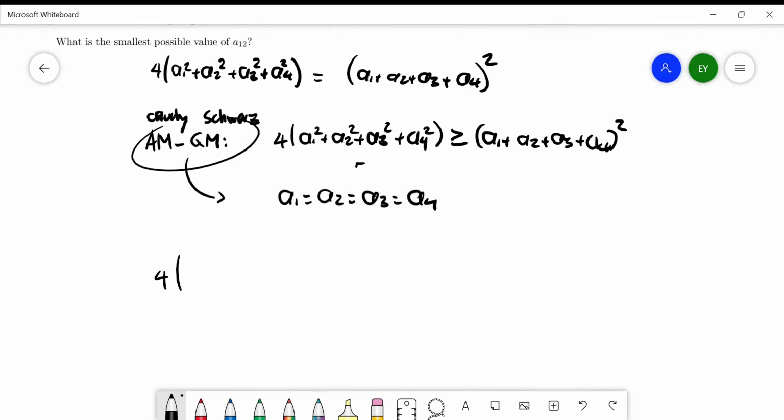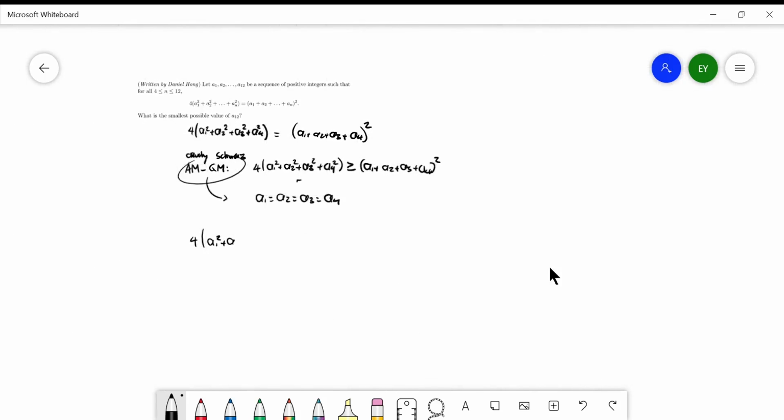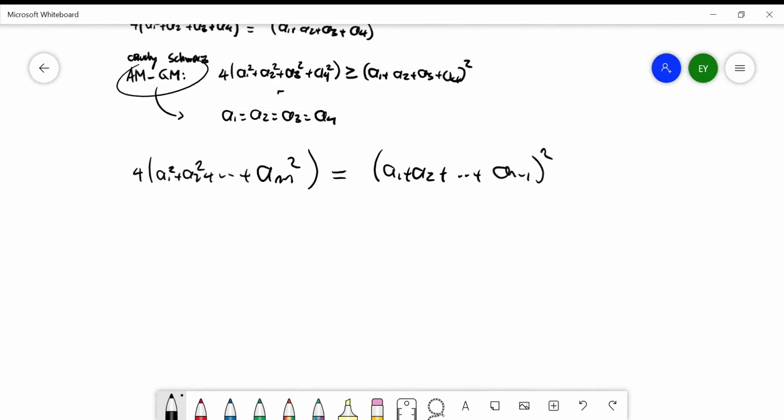So we're going to look at 4 times (a1 squared plus a2 squared, etc., all the way to a(n-1) squared), and this is equal to (a1 plus a2 plus all the way to a(n-1)) squared. Right? And actually what we can do is we can just subtract this. So in particular, we find that we have this as well, because obviously.